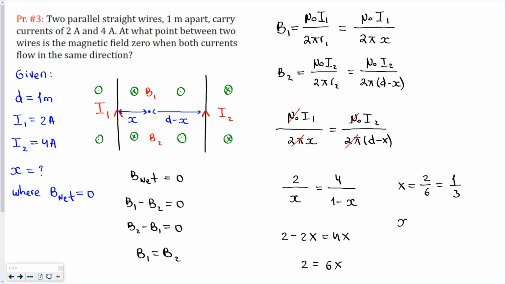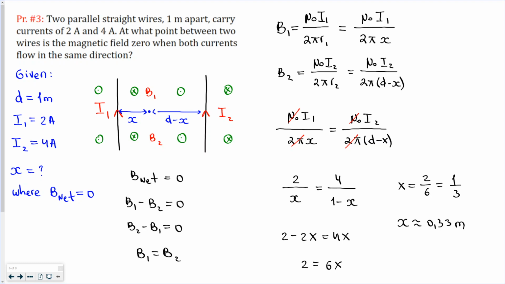So approximately it will be 0.33 meters. So the point where the net magnetic field will be equal to 0 is 33 centimeters away from the first wire and 67 centimeters away from the second wire. These are approximate numbers.